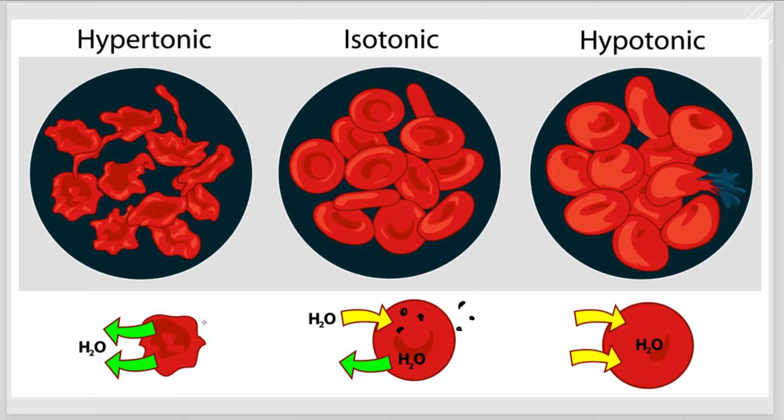In a hypertonic solution, we have a lot more stuff out here than in here. So water leaves the cell and it shrinks. In a hypotonic solution, we have more stuff in here and less stuff out here. So water is going to move in, and the cell is going to swell up and possibly rupture.